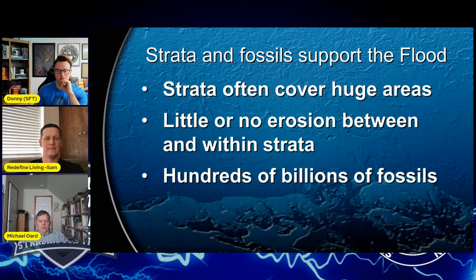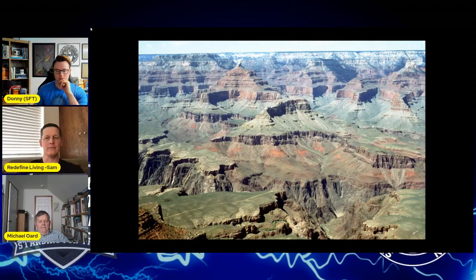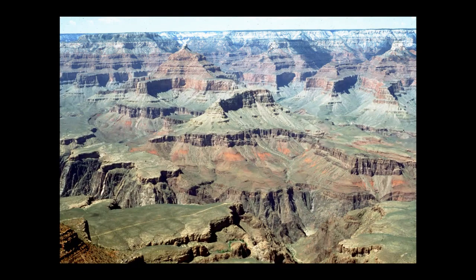Okay, strata and fossils support the flood. Strata often cover huge areas, sometimes half of North America. I'll get into this. And when you see cliffs, you'll see sedimentary layers laid one on top of another with little, if any, erosion between the different layers, or even within sedimentary packages. And the hundreds of billions of fossils in these sedimentary rocks is exactly what we'd expect in a global flood. And of course, the Grand Canyon is a centerpiece for this. It's about 4,000 feet of horizontal sedimentary rock and some Precambrian tilted rock, tilted eastward about 15 degrees. There's about 12,000 feet worth of that.